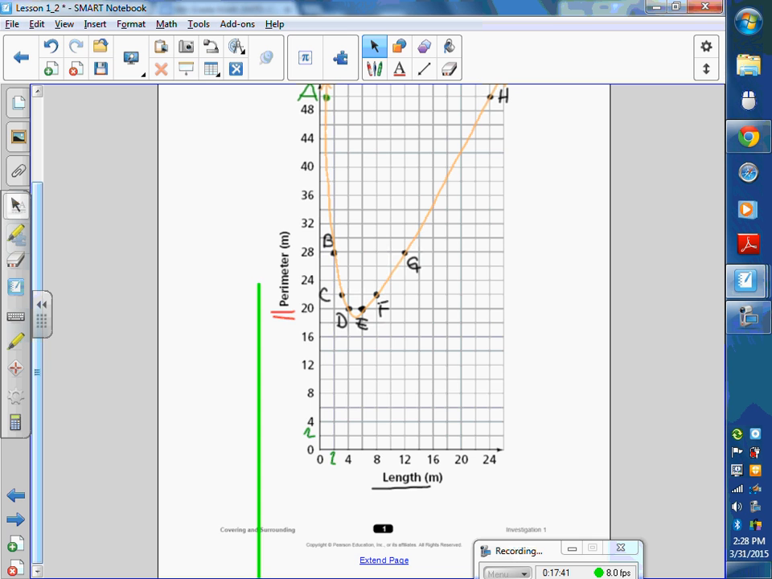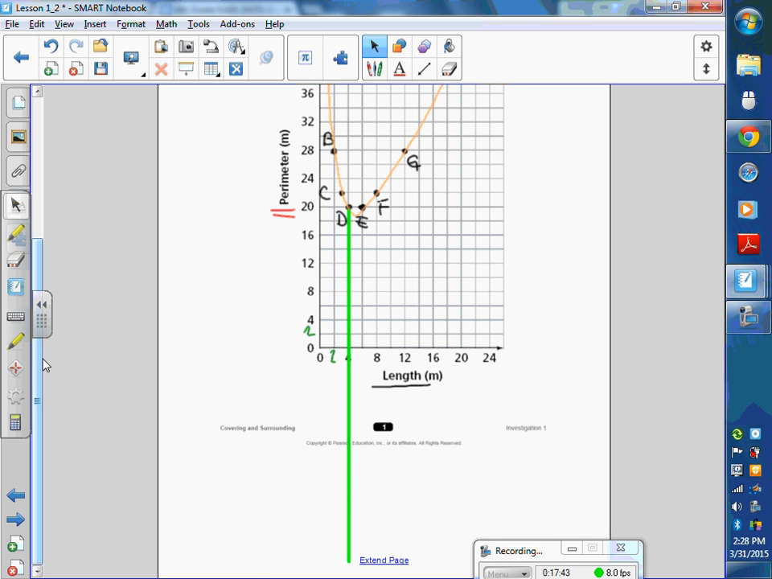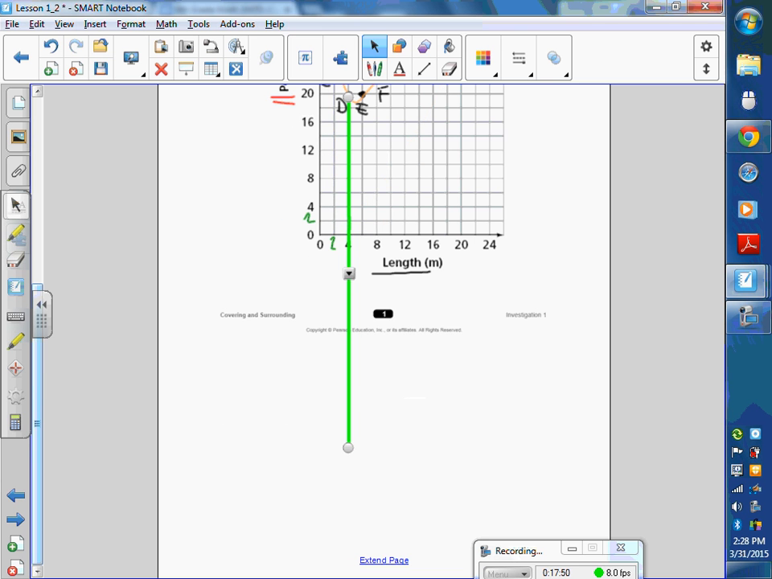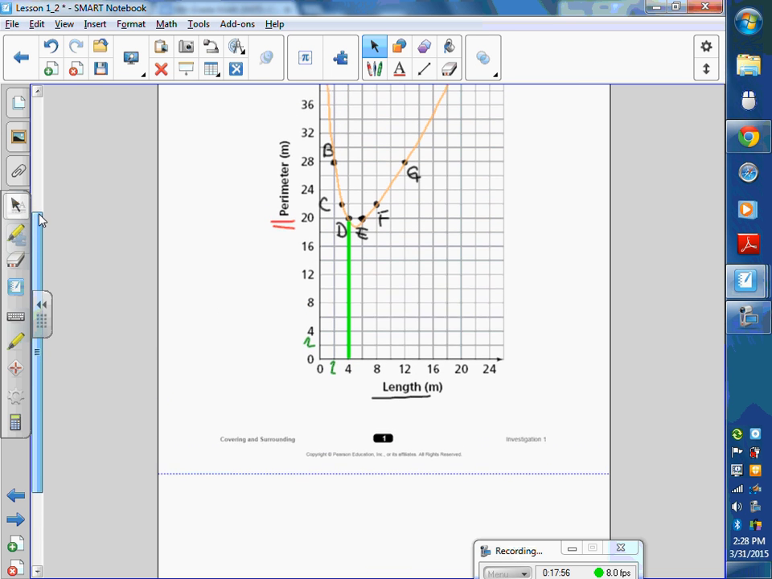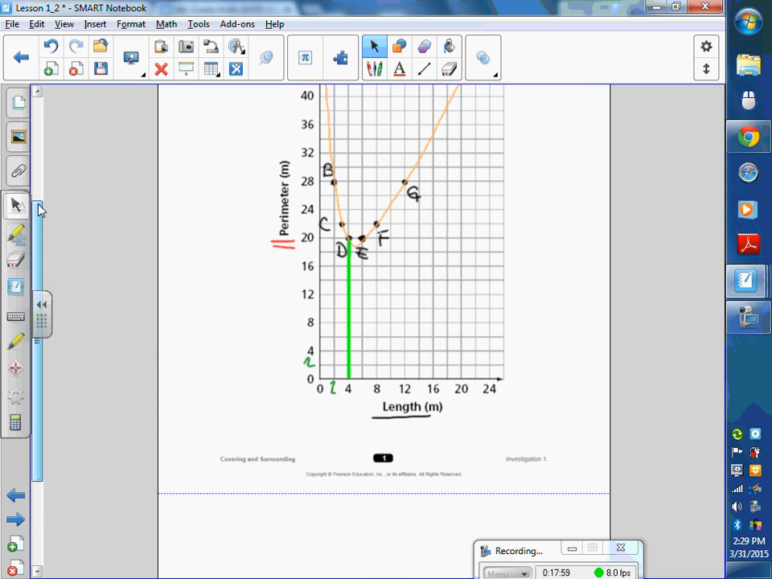So then, what's the length of D? D's perimeter. What's the length? For the rectangle D, what's the length? 4. Do you see that? How about you, Aaron? Yeah?